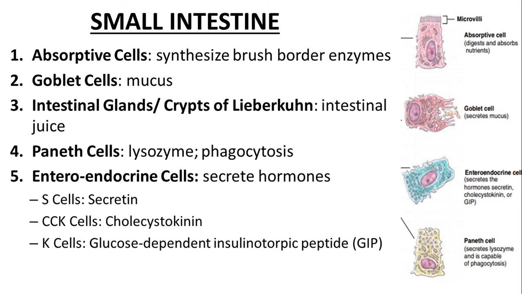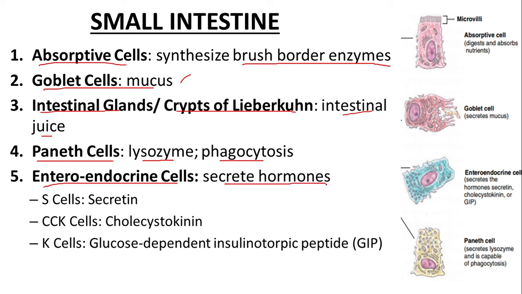So the small intestine contains various cells that are able to help with its function. Number one, you have your absorptive cells capable of synthesizing brush border enzymes. We'll talk about that later. You have your goblet cells secreting mucus for protection of the lining. Intestinal glands or the crypts of Lieberkühn for intestinal juice production, Paneth cells for lysozyme and phagocytosis, their antimicrobial function, and then you have enteroendocrine cells secretion of hormones.